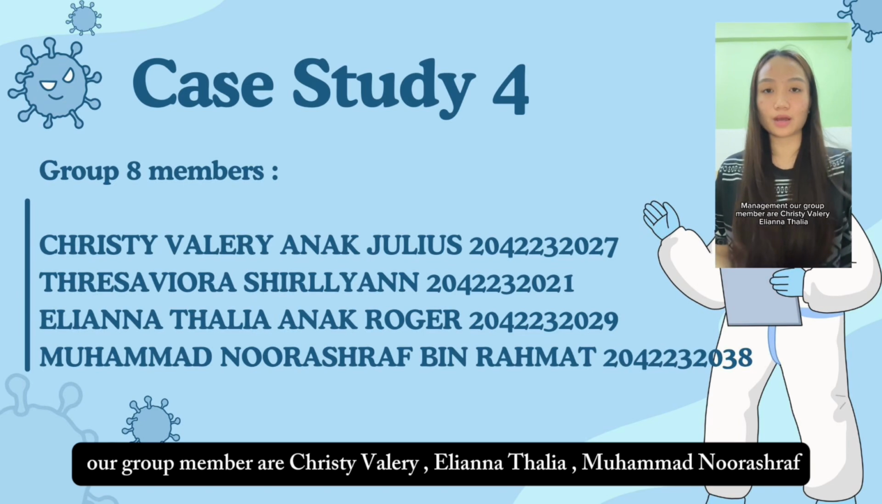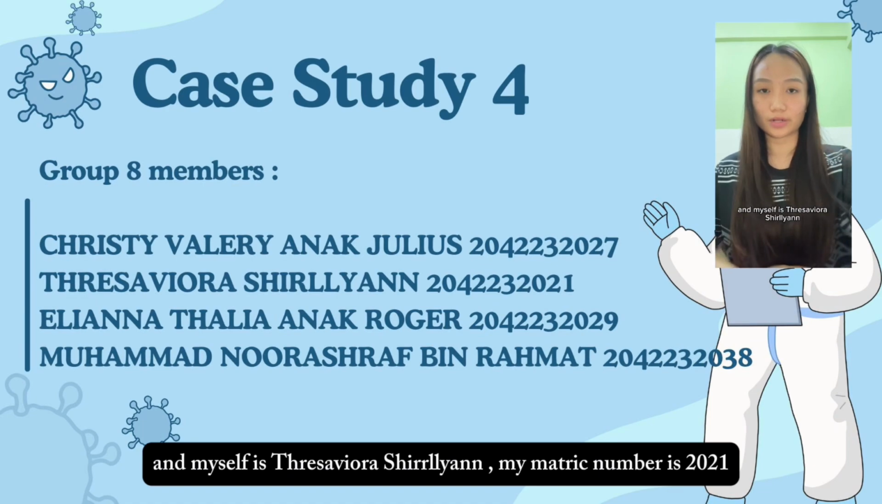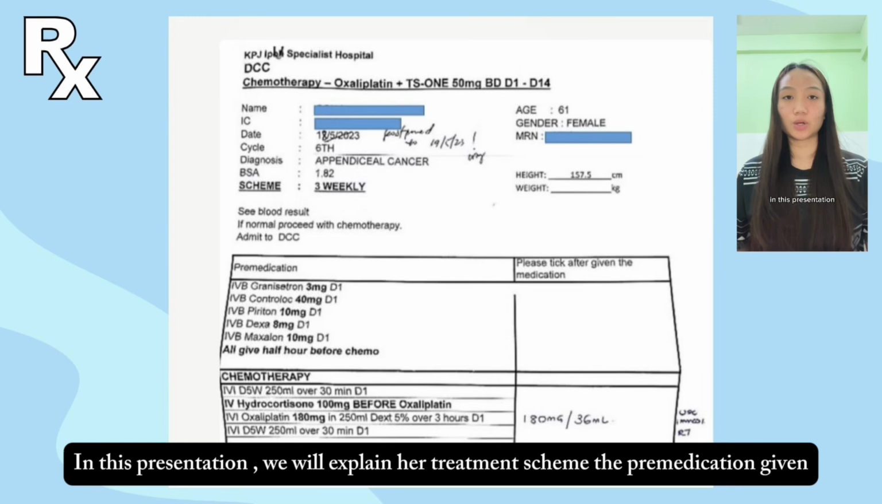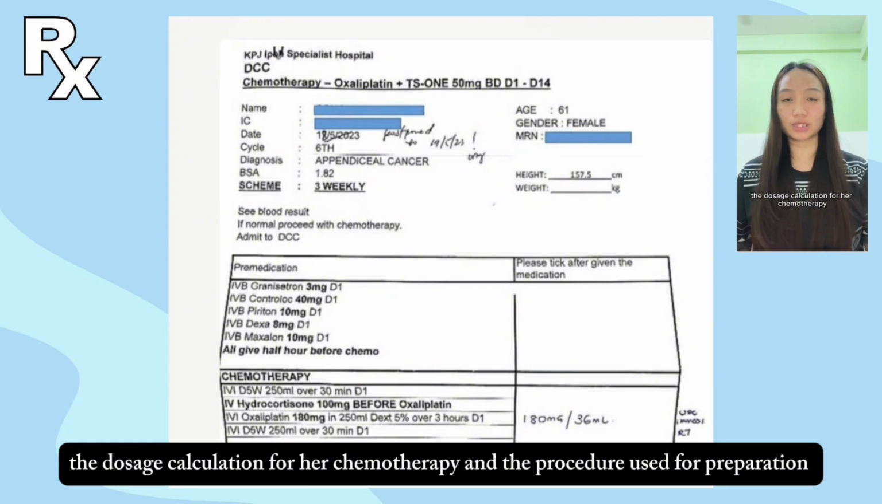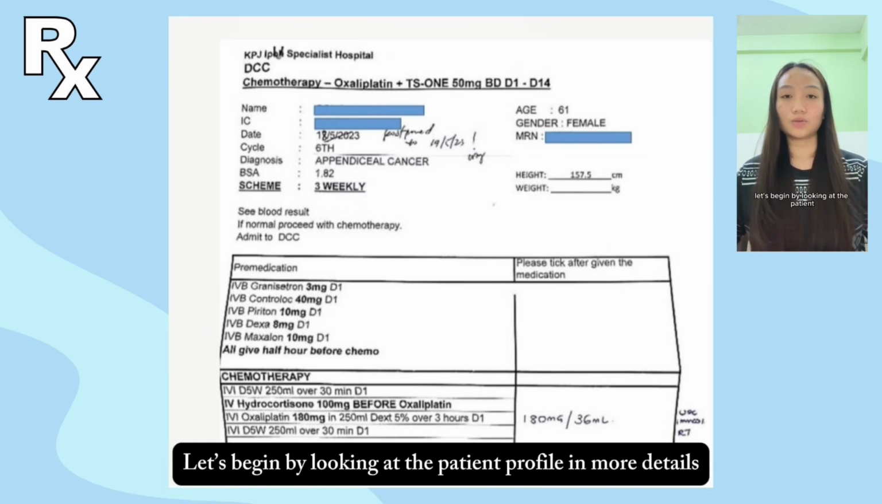Our group members are Christy Valerie, Elena Natalia, Muhammad Nur Ashraf, and myself, Teresa Vera Shirley, and my metric number is 2021. In this session we will explain her treatment scheme, the pre-medication given, the dosage calculation for her chemotherapy, and the procedure used for preparation. Let's begin by looking at the patient profile in more detail.